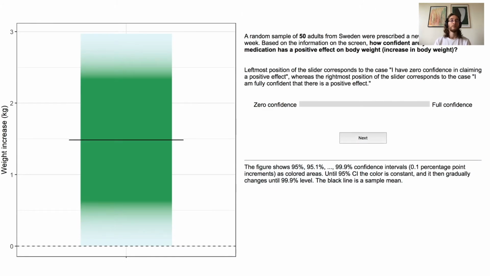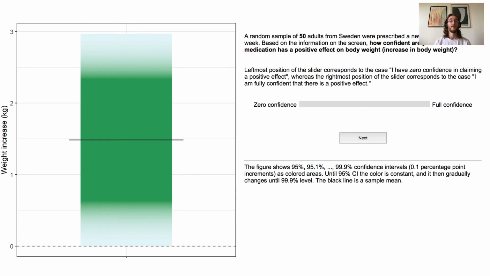Our experiment was run online with the following set of instructions. A random sample of 50 adults from Sweden were prescribed a new medication for 1 week. Based on the information on the screen, how confident are you that the medication has a positive effect on body weight? And here we consider increase in body weight. And participants then had to put the level of confidence here on the slider. We, of course, didn't show any initial value to avoid potential biases.